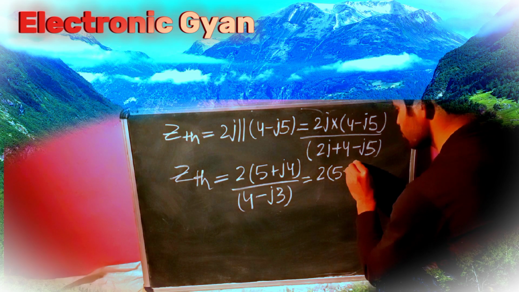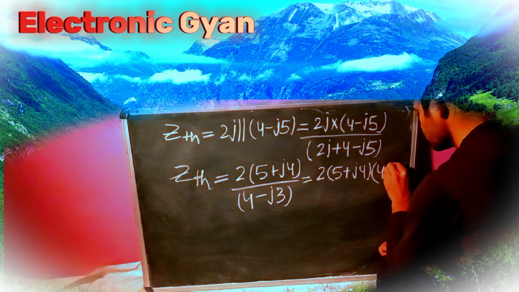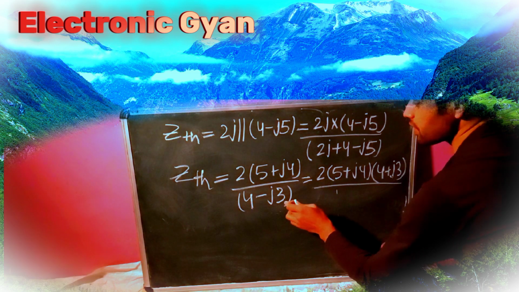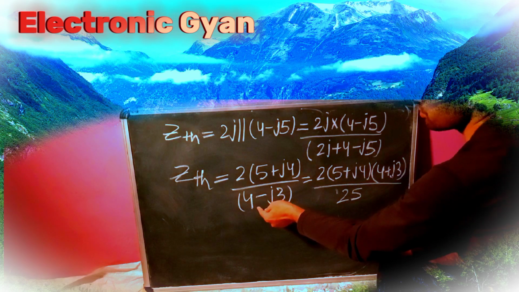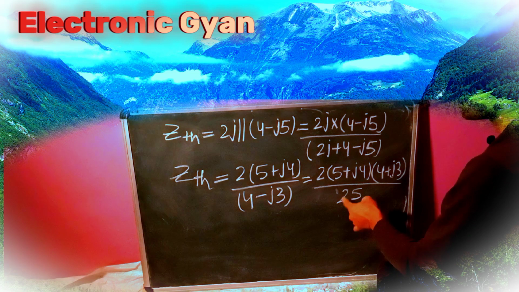5 plus j4 into 4 plus j3, divided by 4 square plus 3 square, which is nothing but 25. Yes, because after rationalizing, this is 4 minus j3 into 4 plus j3, which is nothing but 4 square plus 3 square, which is equal to 25.